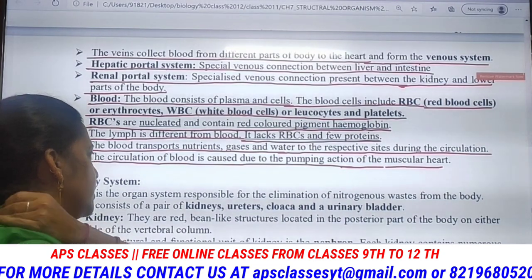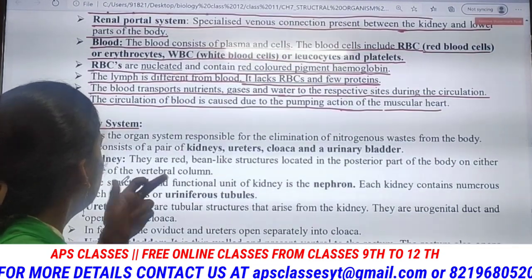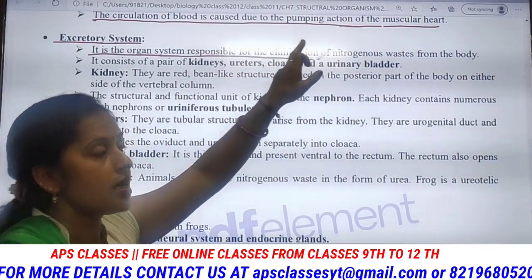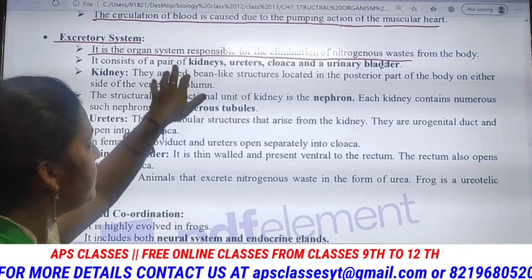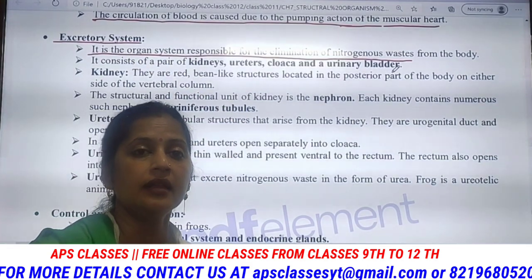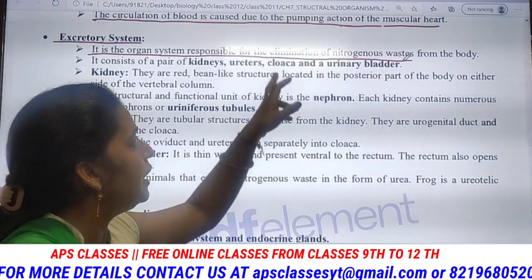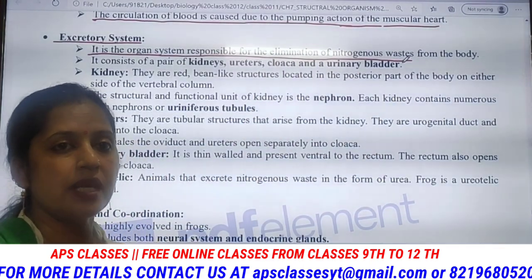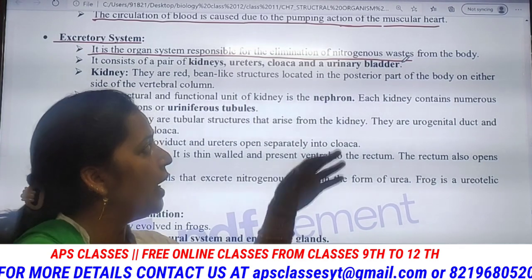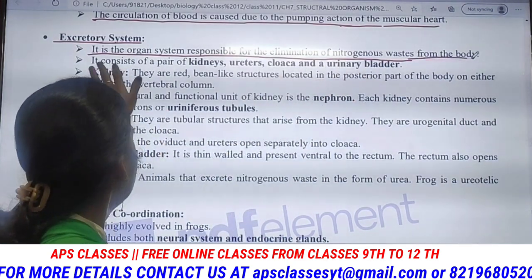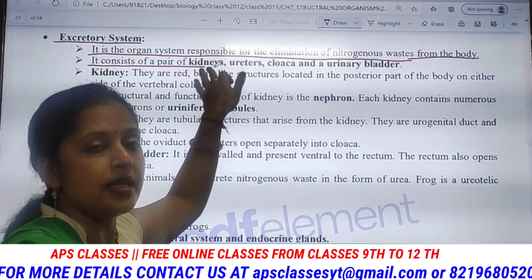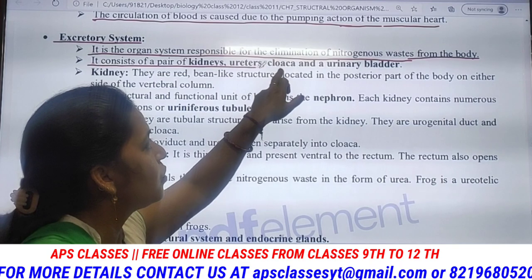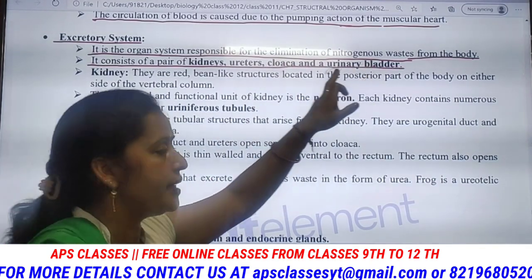व्हाट डू यू मीन बाय एक्सक्रीटरी सिस्टम? इट इज द ऑर्गन सिस्टम रिस्पॉन्सिबल फॉर द एलिमिनेशन ऑफ नाइट्रोजनस वेस्ट. अब ये जो हमारा एक्सक्रीटरी सिस्टम है, ये एक ऐसा सिस्टम है दैट इज रिस्पॉन्सिबल फॉर द एलिमिनेशन ऑफ द नाइट्रोजनस वेस्टेज. अब इस एक्सक्रीटरी सिस्टम की हेल्प से ही जो नाइट्रोजनस वेस्ट होता है वो एलिमिनेट होता है फ्रॉम द बॉडी. इट कंसिस्ट ऑफ ए पेयर ऑफ किडनीज. अब इस एक्सक्रीटरी सिस्टम में क्या क्या इंक्लूड है? पेयर ऑफ किडनीज, यूट्रस, क्लोएका एज वेल एज यूरिनरी ब्लैडर.